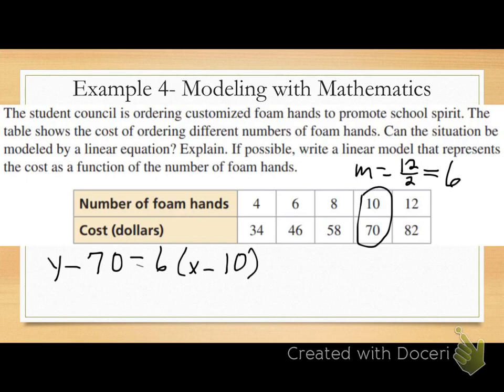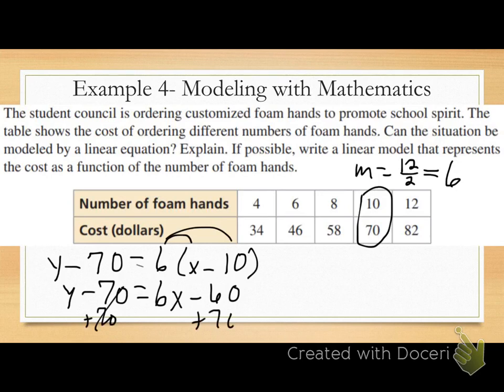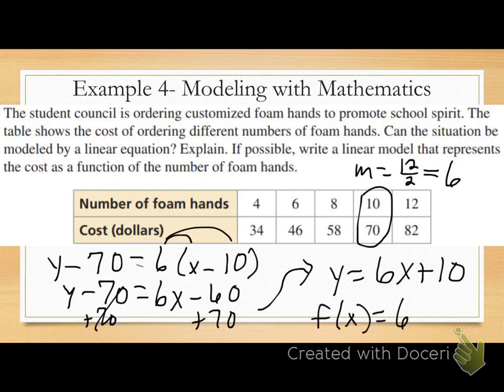What do I need to do first to get it in slope-intercept form? Distribute 6 times x, and 6 times negative 10. How do I get y by itself? y equals 6x plus 10. And I'm going to go ahead and write it as f of x equals 6x plus 10. And there would be my linear model that represents the cost as a function of the number of foam hands.